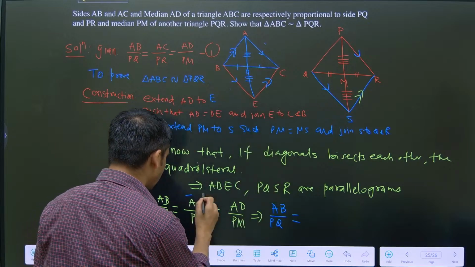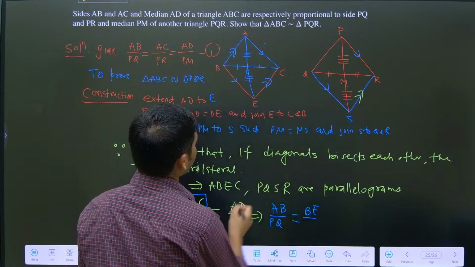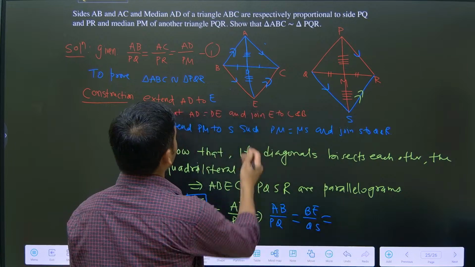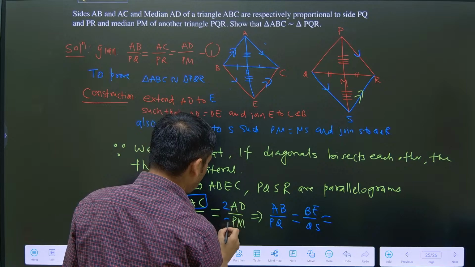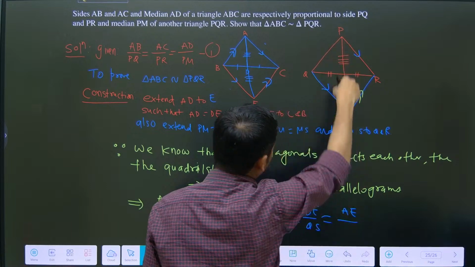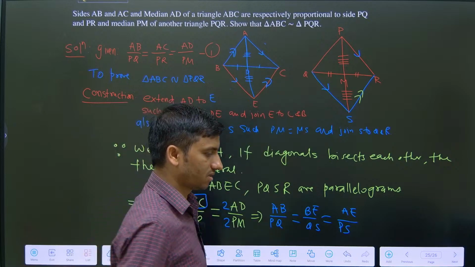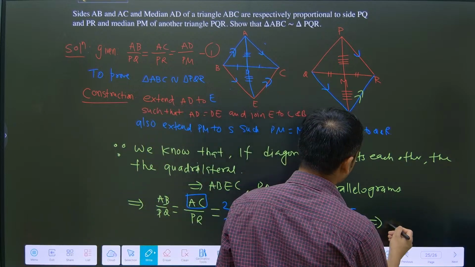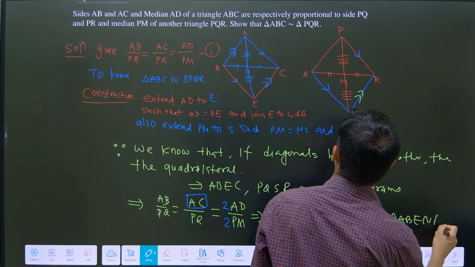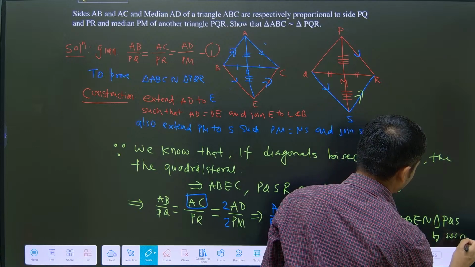Can we replace this AC by BE? We can, right? By using the previous thing. And PR is same as QS. Is that all right? And if AD upon PM, can I say if I multiply that by 2 here, then this 2AD will become AE upon PS. Is it actually SSS criteria of these two triangles? It is, right? So we can say triangle ABE is similar to triangle PQS by SSS criteria.